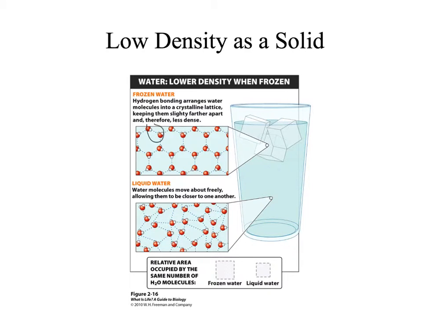We can see that in this depiction here, where the solid ice has very big spaces in between the water molecules. Liquid water, on the other hand, has molecules that are more tightly packed. This means that frozen water will actually float to the top. We know this because we look at ice cubes every day in our glass.